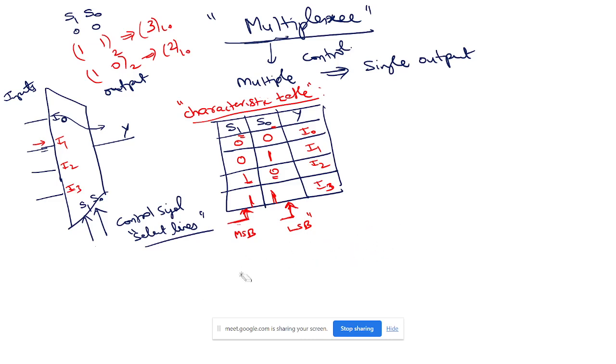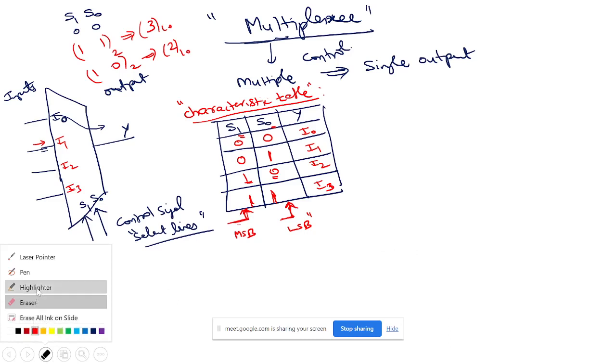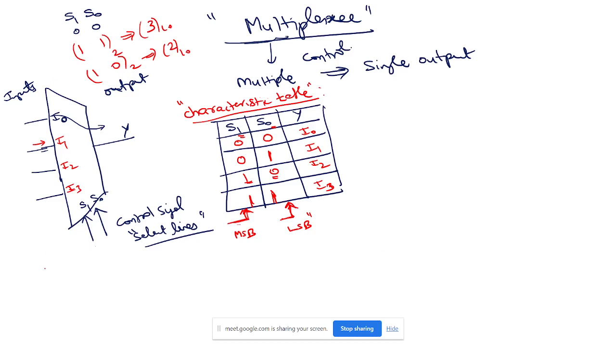This is one way of understanding a multiplexer, looking at the block diagram or schematic. Just look at this, right? Then this is in terms of the table.